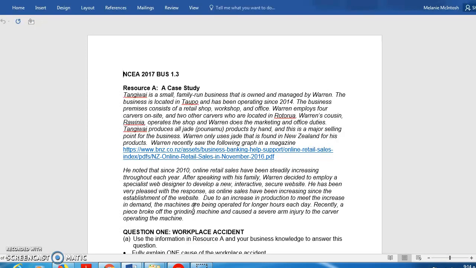The first resource should set the scene. What kind of business are you looking at here? So get that clear in your head. What's the business? What do they do? Who owns it? Usually it's just one person, owner, operator. Who's the staff? Is there more than one product? Where do they get their revenue from? What other resources might they use in the business?